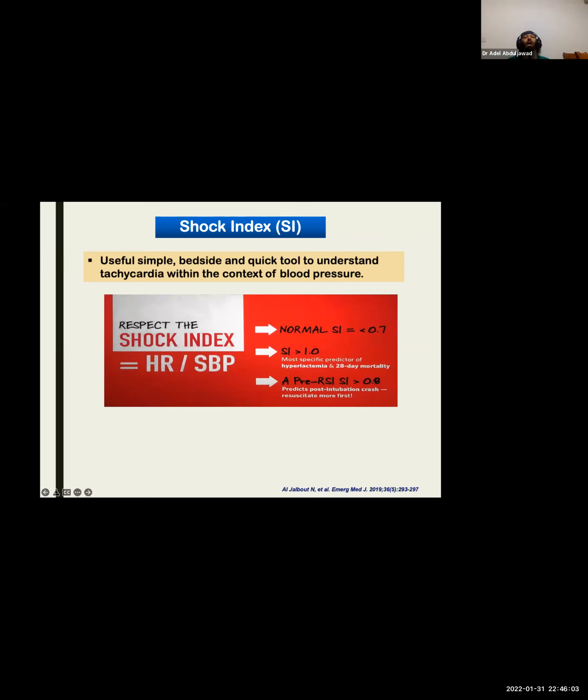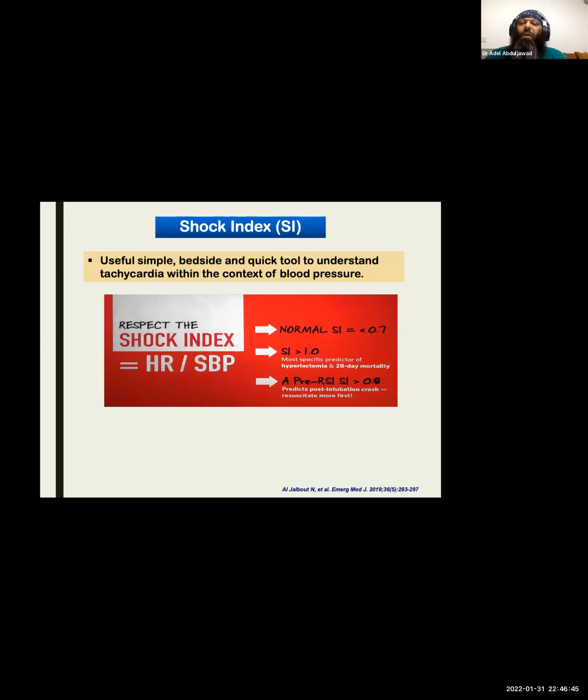What's the normal shock index? The normal shock index is less than 0.7. They found that if the shock index is more than one, so the patient is tachycardic and hypotensive, it is a more specific predictor for hyperlactatemia. So when you calculate the shock index and find it more than one, for example 1.52, and then request a blood gas, you will find the patient has significant hyperlactatemia, more than two.